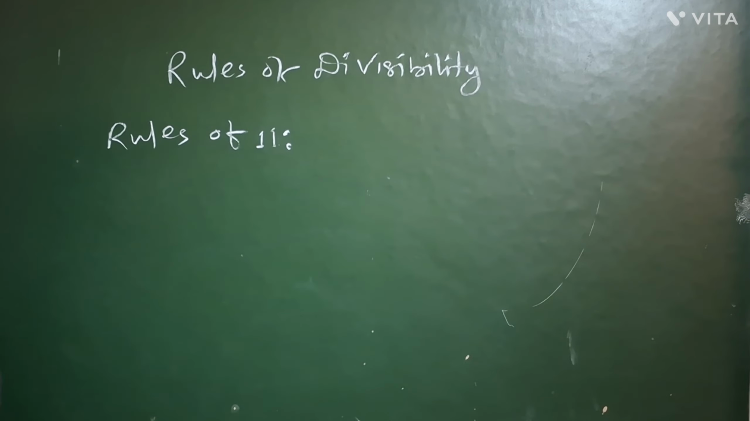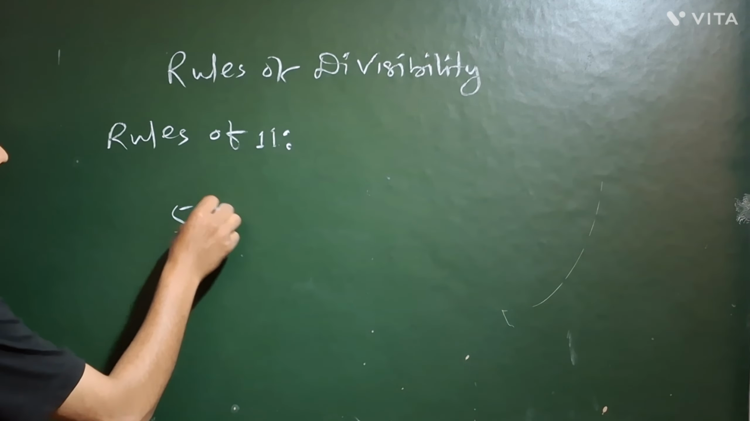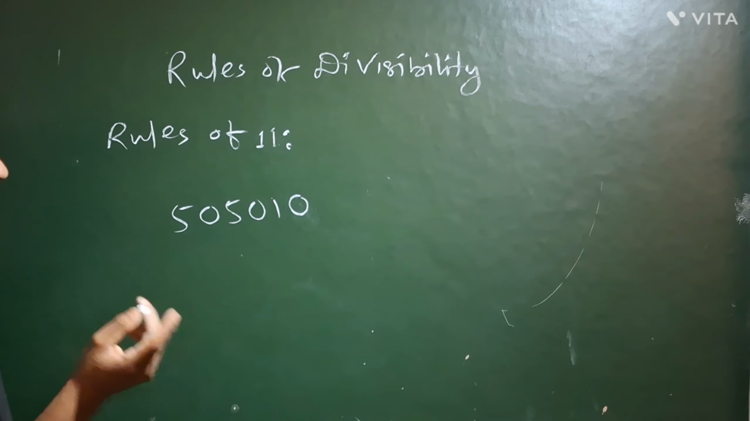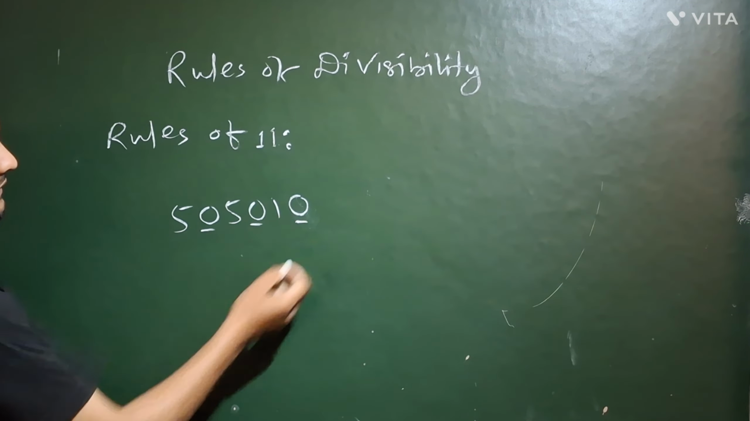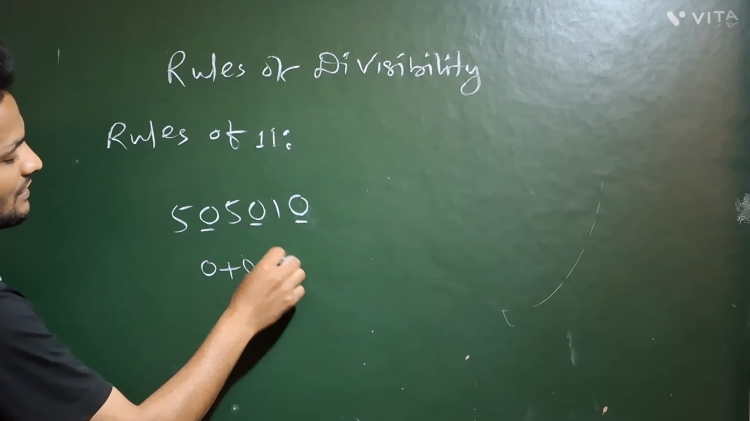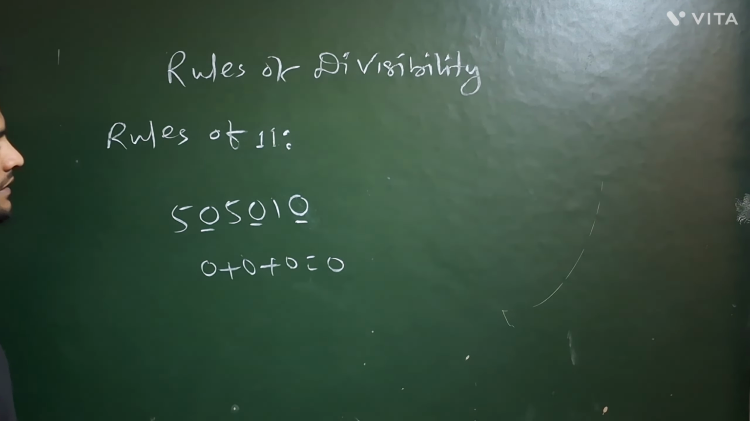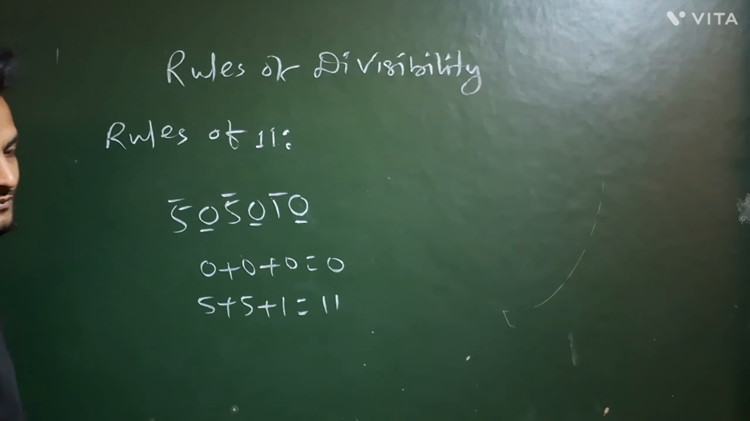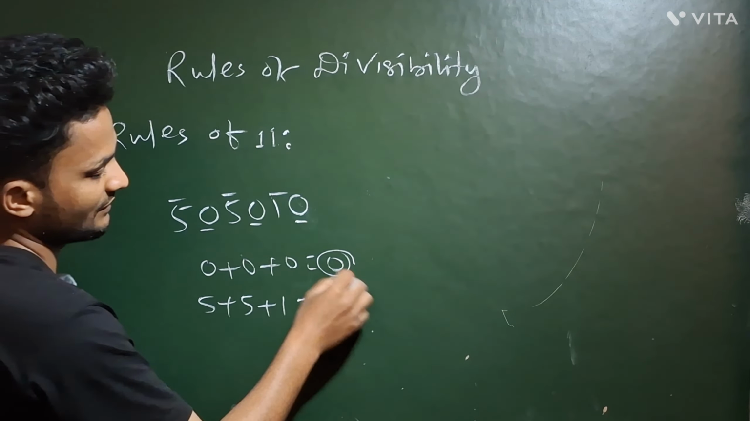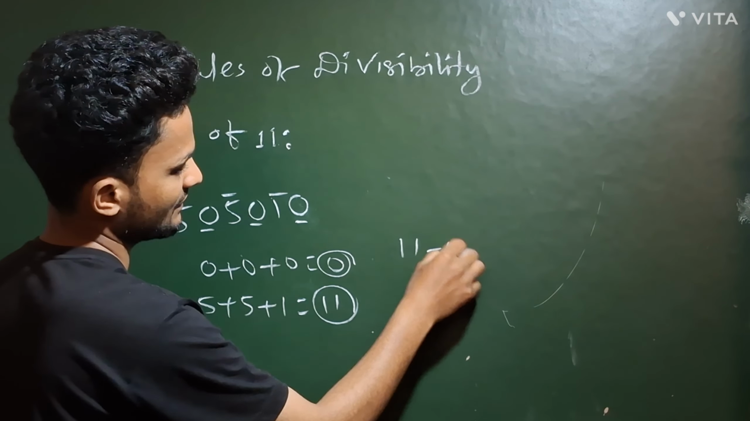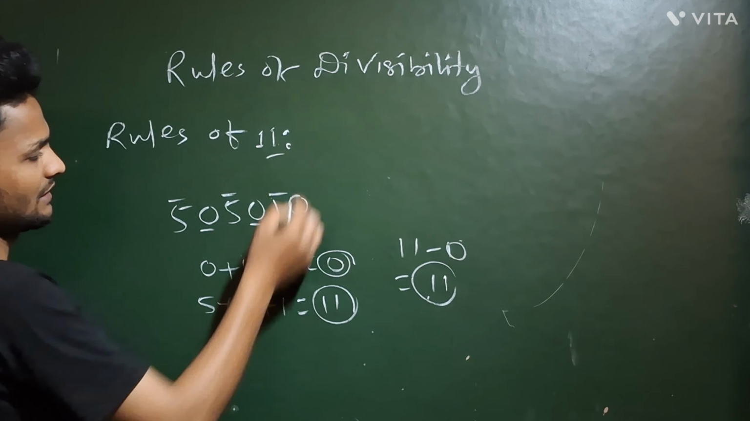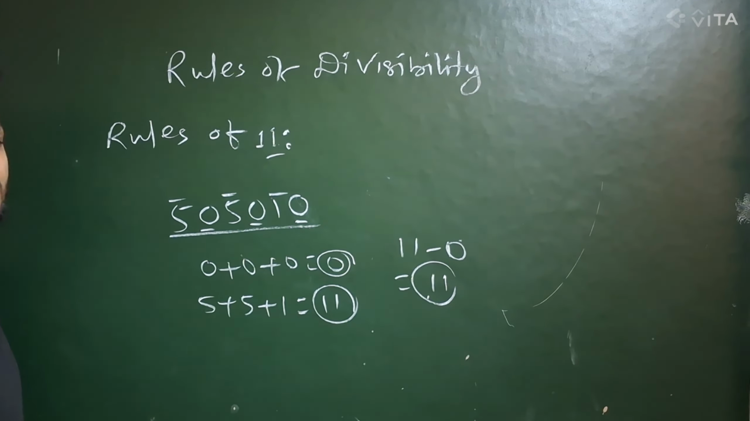Okay, we will take one more example. 505010. In this number, the even place digits are 0, 0 and 0, and 0 plus 0 plus 0 is equal to 0, and 5 plus 5 plus 1 is equal to 11, and the difference of 0 and 11 is 11 minus 0, that is 11, and 11 is divisible by 11. That is why this number is also divisible by 11.